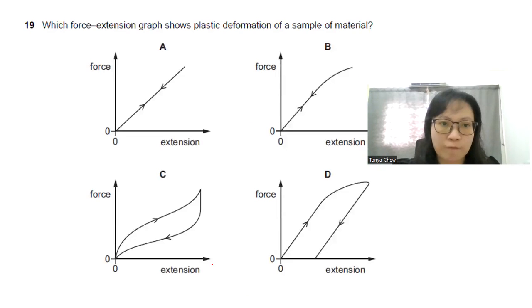Question number 19, which force extension graph shows plastic deformation of a sample of material? Plastic deformation means that the sample would never ever return to its original length, original size, or original dimension. It needs to have permanent extension, which the answer is D.